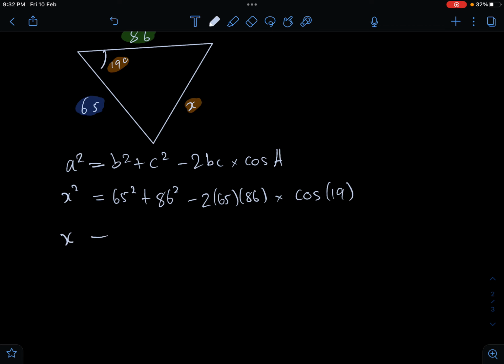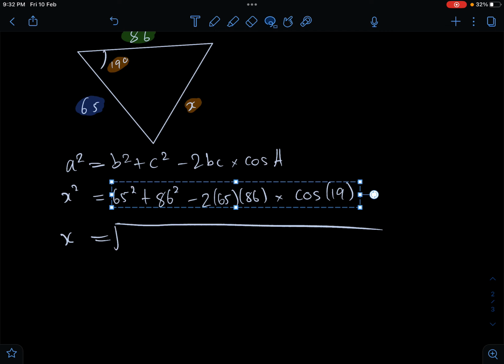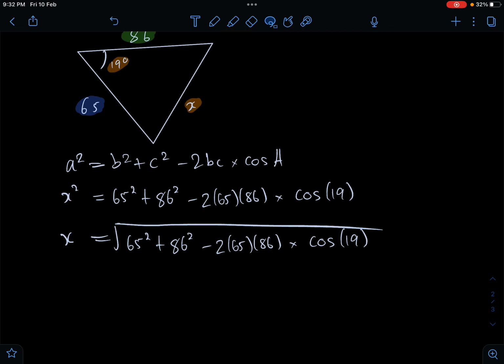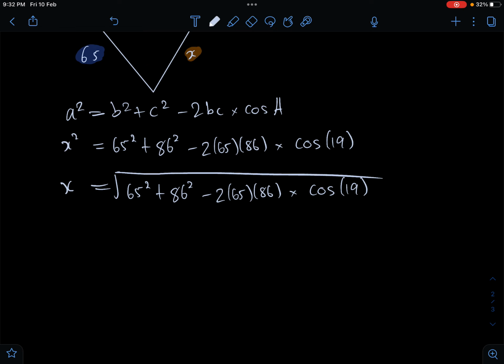You can do one more step here just to clarify, rooting both sides. Again, remembering we're only taking the positive case over here because you can't have a negative value for your answer. It just wouldn't make sense. And this is equivalent to 32 to two significant figures. There we go.